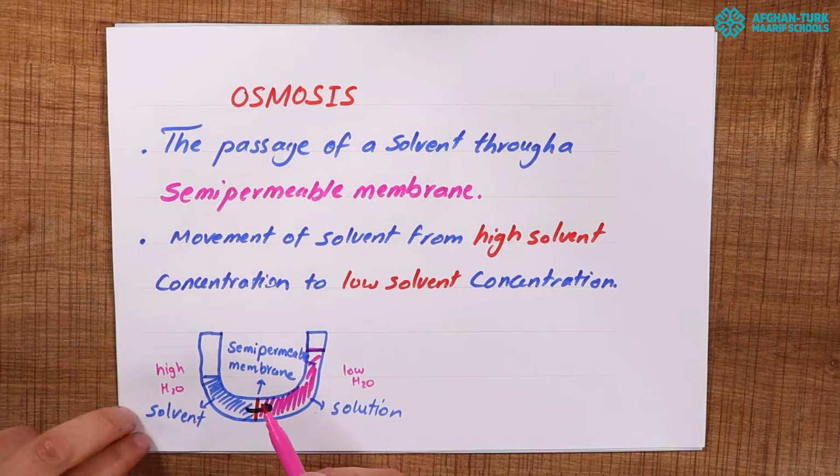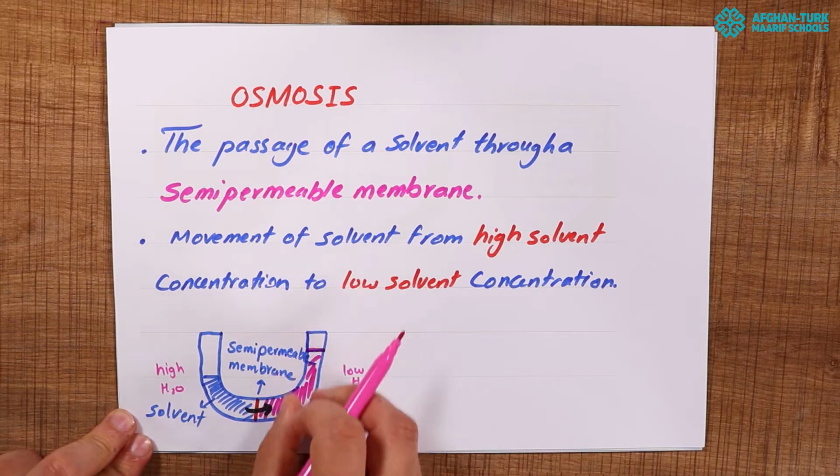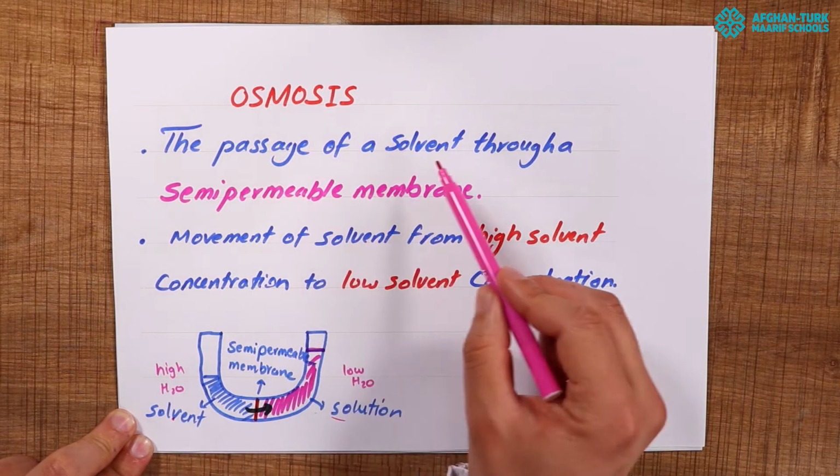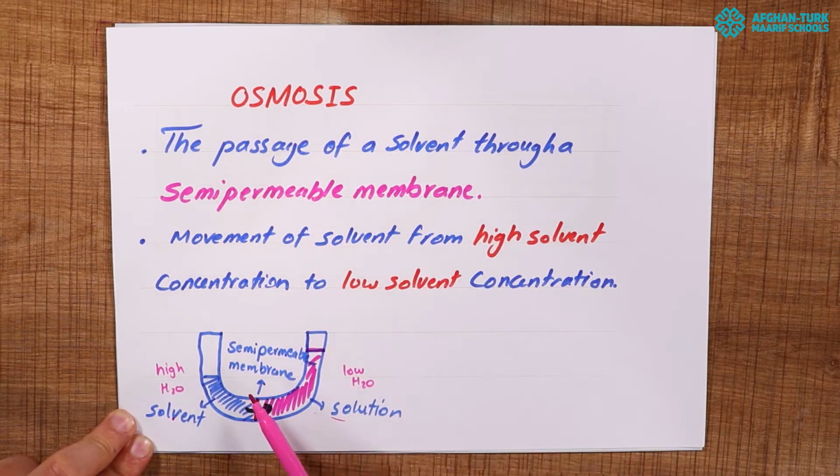Osmosis is the passage. We have a tube here. On the left side, we have solvent. On the right side, we have a solution. Also, this red part is a semi-permeable membrane. A semi-permeable membrane allows only the solvent to pass. It means the passage of a solvent through a semi-permeable membrane is called osmosis.